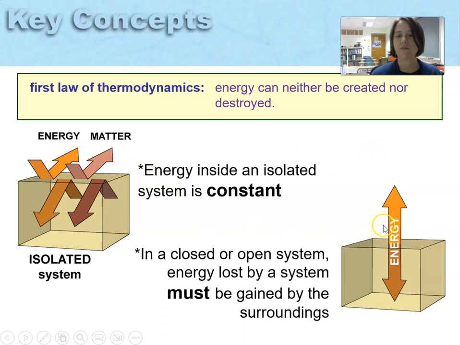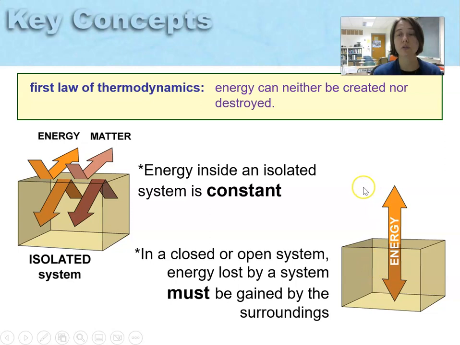And then we have a closed or an open system. We know the difference between closed and open is that in open, matter, physical things can get out, and in closed, physical things can't get out. But in both closed and open, energy can go in and out. So energy can go between the system and the surroundings. So please write this down. In a closed or open system, energy lost by a system must be gained by the surroundings.